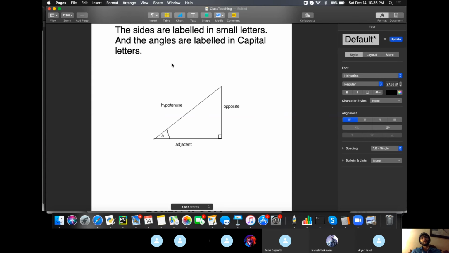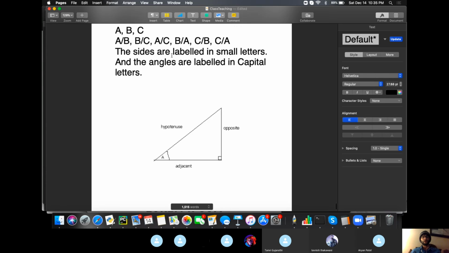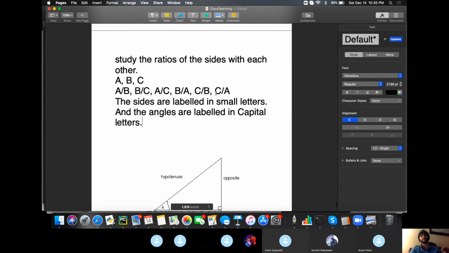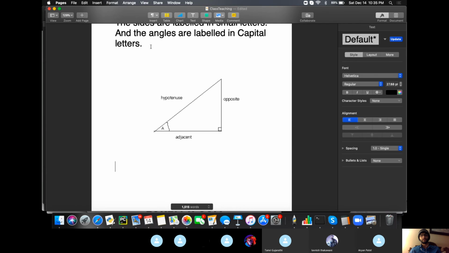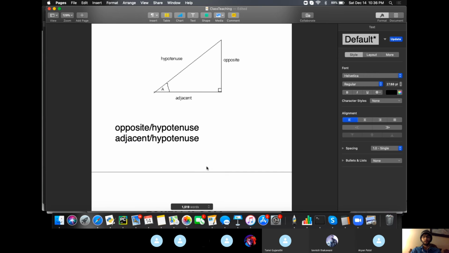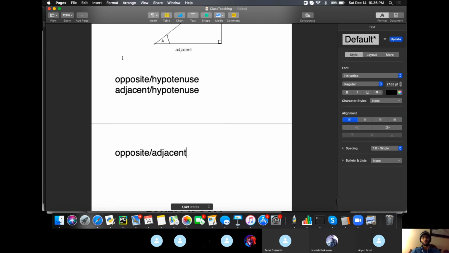So now again, let's try to label all the ratios. What did we do here? We did a by b, b by c, a by c, b by a, c by b, c by a, which are kind of confusing. So let us try to give them better names. Opposite divided by hypotenuse is one possible ratio. Then you can have adjacent divided by hypotenuse. Then you can have opposite divided by adjacent. So now we have our three ratios.